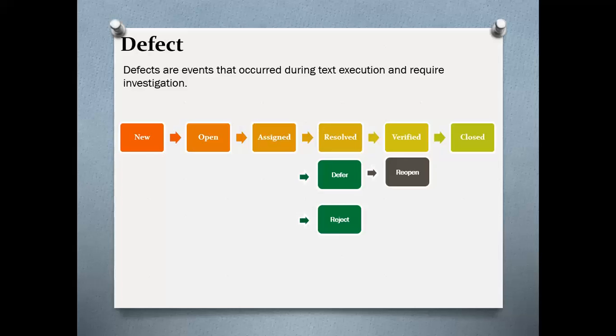Verified. In this stage, the software tester tests the defects. If the defect is fixed and the functionality is working as expected, it is approved as fixed and the status of the defect is changed to verified. However, after retesting, if the tester finds that the defect is not resolved, then the status is changed to reopened and it is sent back to the developer to take appropriate actions.